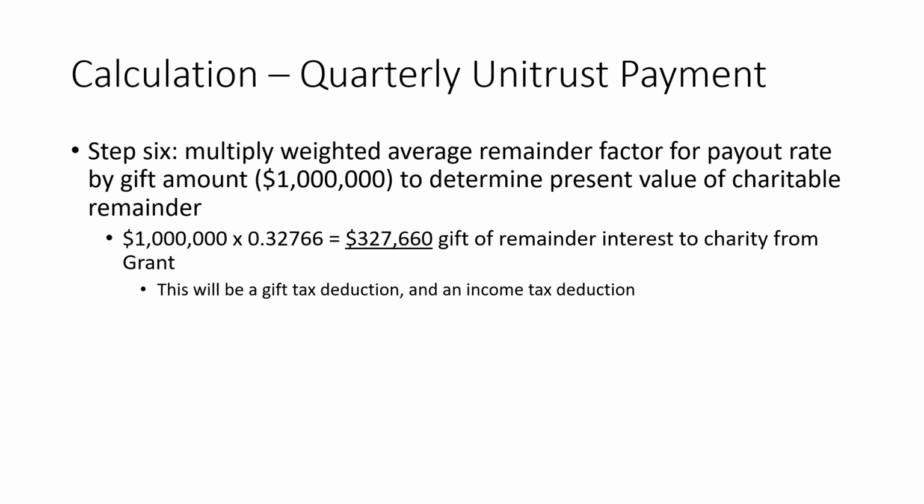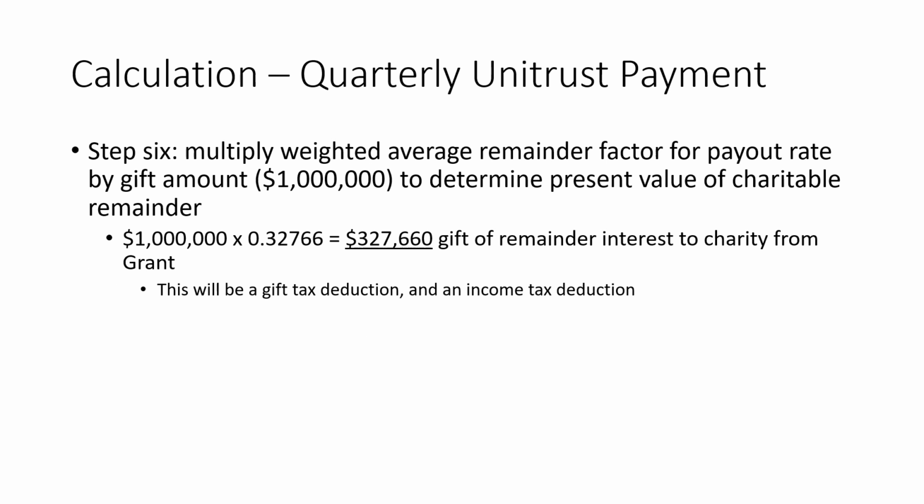Now, we have that. That's what we would have usually gleaned from table U, but since we had to figure out an adjustment factor in the middle of our two straddle rates based on the adjusted payout, we now multiply that adjusted factor that we put a lot of work into calculating times our gift amount of $1 million, and that comes up with a $327,660 gift of a remainder interest to charity from Grant when he funds this CRUT. As always, this will be a gift tax deduction and an income tax deduction potentially.